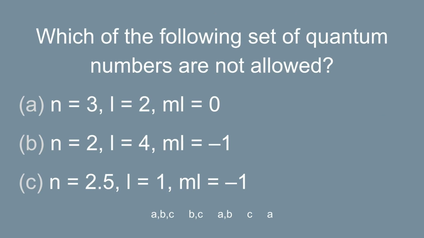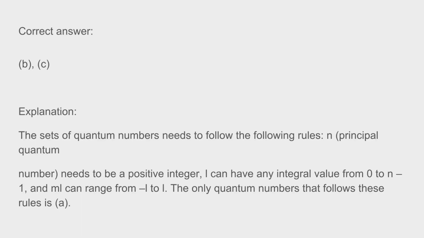Okay, so third question. Which of the following set of quantum numbers is not allowed? So you have 3 sets here, and your answers are all 3 are not allowed, B and C are not allowed, A and B are not allowed, C is the only one that's not allowed, or A is the only one that's not allowed. So I'll give you a second to think about which ones fit the quantum rules. Okay, let's move on to the answer and explanation.